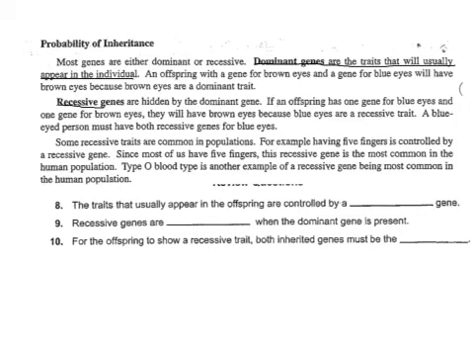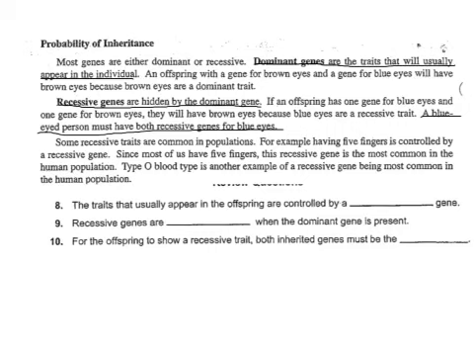Recessive genes are hidden by the dominant gene. If an offspring has one gene for blue eyes and one gene for brown eyes, they will have brown eyes because blue eyes are a recessive trait. A blue-eyed person must have both recessive genes for blue eyes. So in order for somebody to show a recessive trait, they must have both recessive genes.